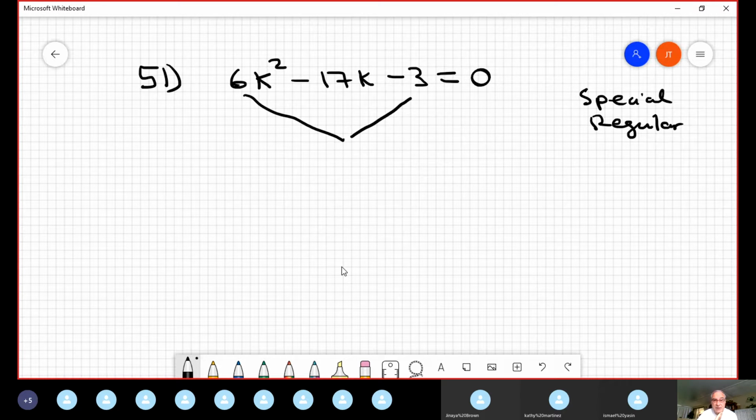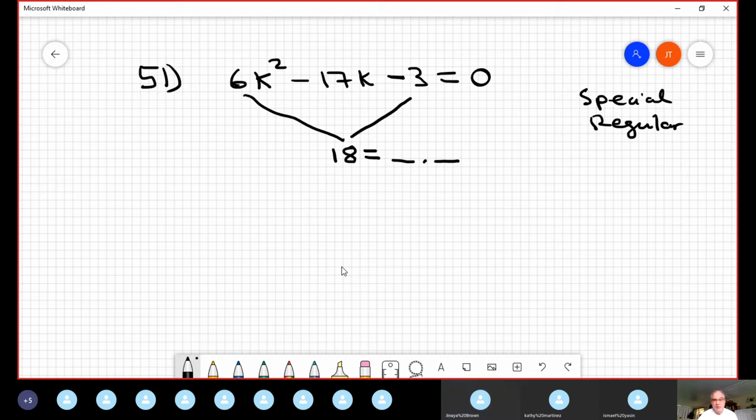6 times 3 is 18. I don't care about this sign; for me, this information is not important. You take just the number without sign. And I need to find two numbers that multiplied give me 18, and somehow, when you subtract, give me 17. What are the numbers, guys?